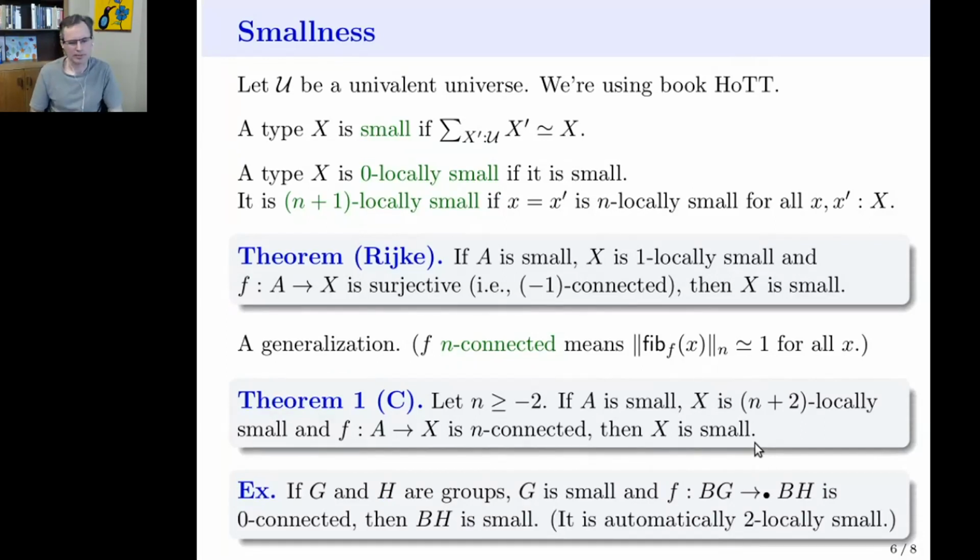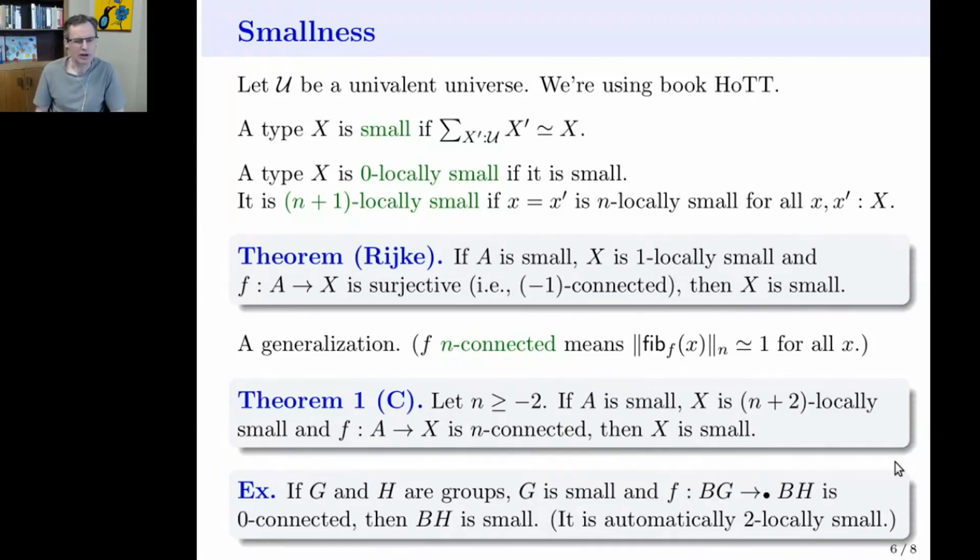So one example of this is that if you take two groups where group G is small, and you take a pointed map between their classifying spaces, so this is KG1 and KH1, these 1 types associated to G and H. If that map is 0 connected, which corresponds to the map from G to H being surjective, then BH is small. So that's the n equals 0 version of this result. And BH will automatically be 2 locally small because it's a 1 type, so its iterated identity types are contractible. And that makes sense. A quotient of a small group should be small. So that is a consequence of this result.